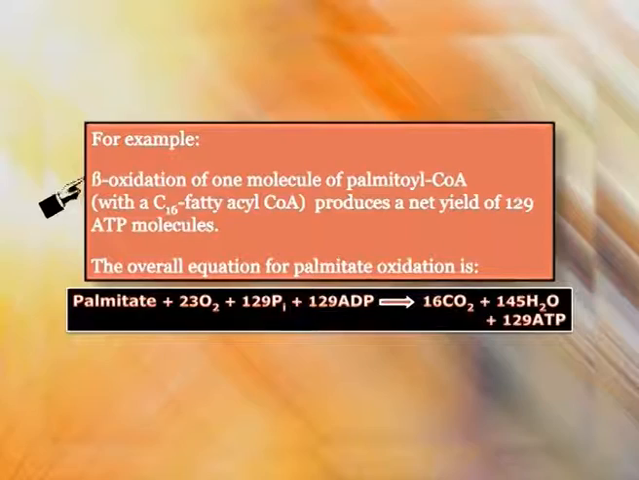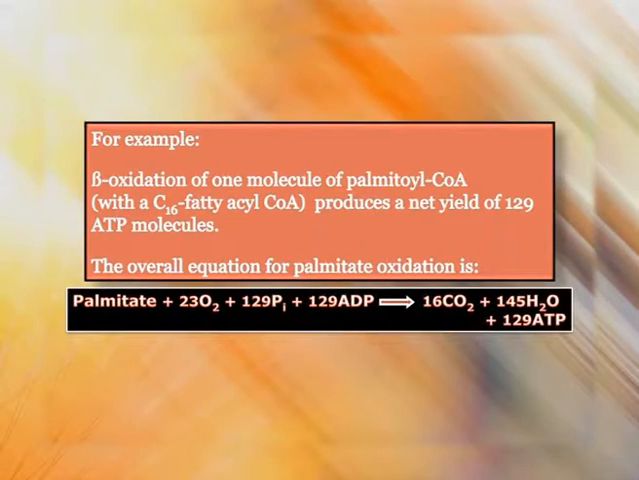So as can be seen from this particular slide, if we take the example of the beta oxidation of palmitoyl-CoA, then there is a release of 129 ATP molecules. Actually, 131 ATP are produced, but we have to subtract 2 ATP molecules as an energy cost for the fatty acid activation. So the net ATP yield is 131 minus 2, that is 129. And the overall equation for palmitic acid oxidation is shown in this particular slide.